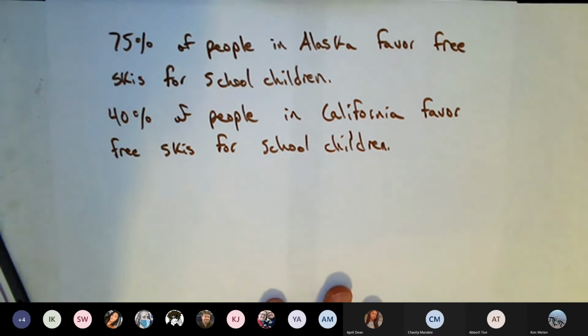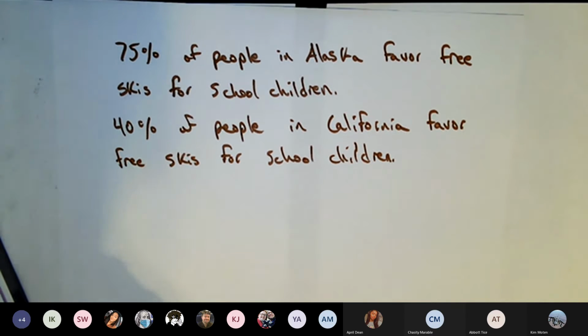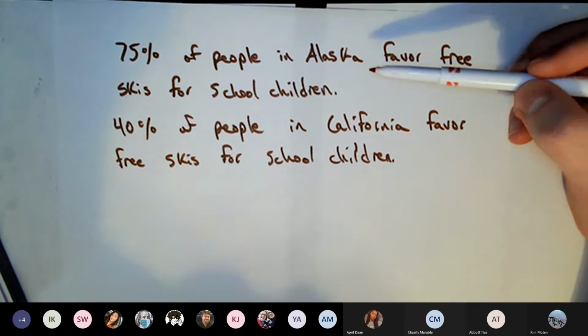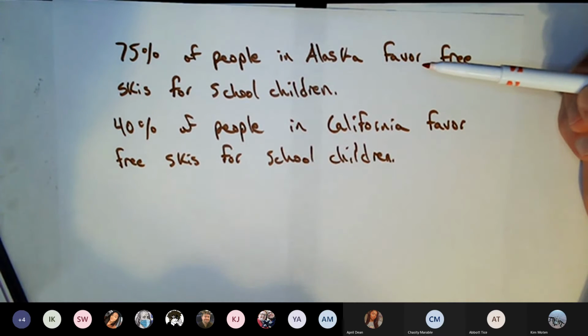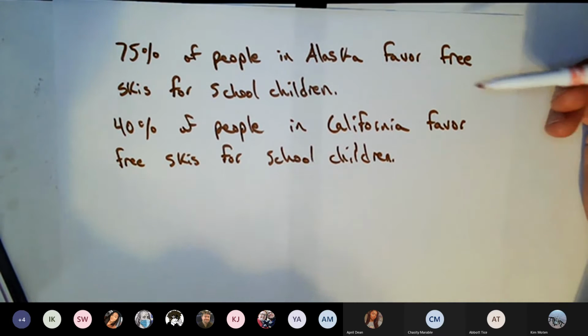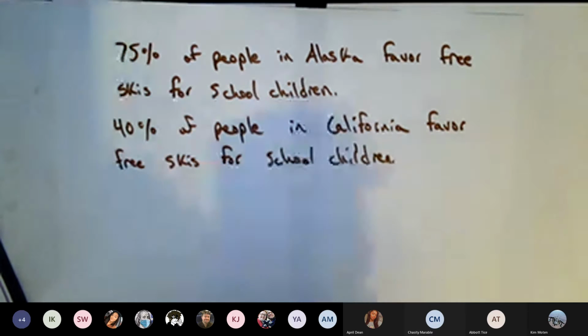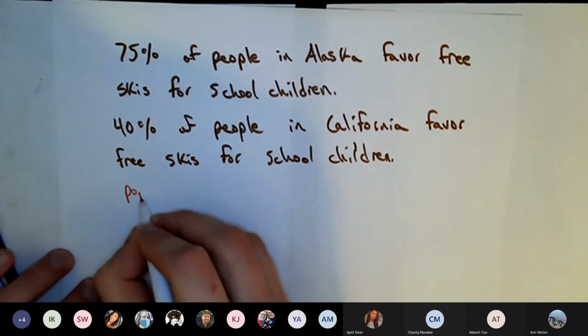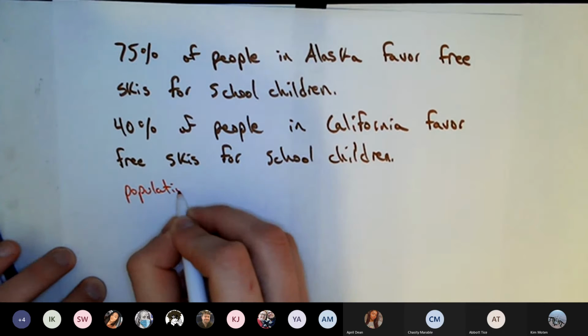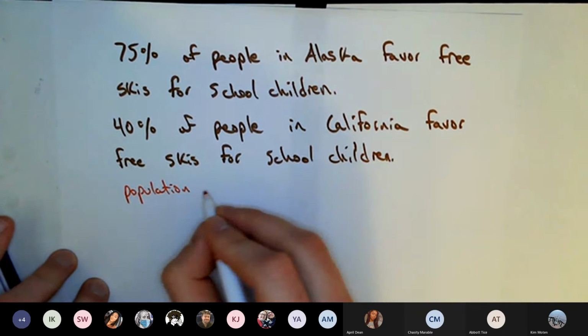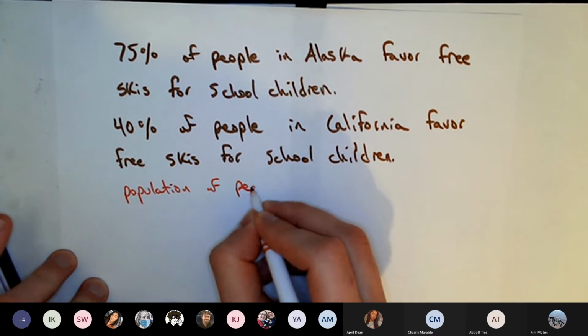So what am I saying? It's very important how you interpret these percents, because what's actually going on is there are not more people in Alaska that favor free skis for children. And why is that? Well, because there's like no people in Alaska, right? The population of Alaska, I mean, there are people there, but it's low, right? Not even 1 million population.